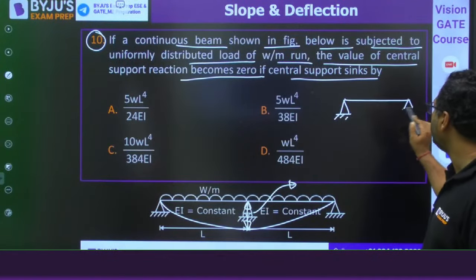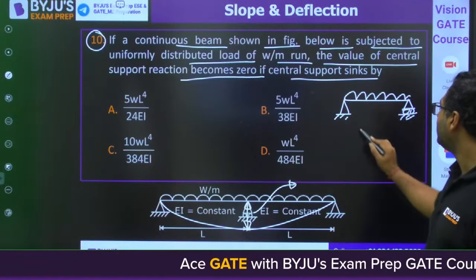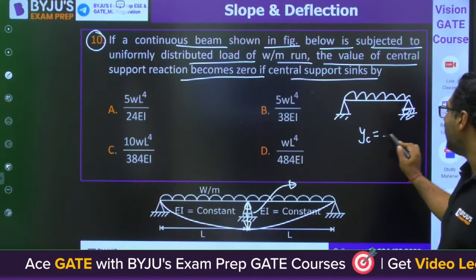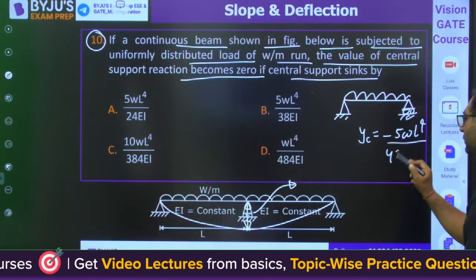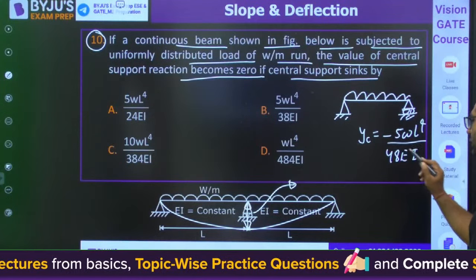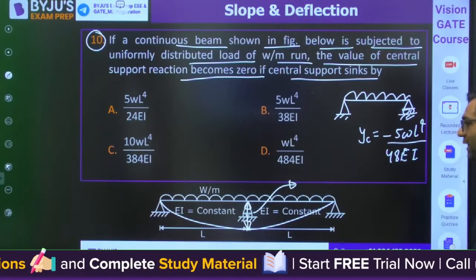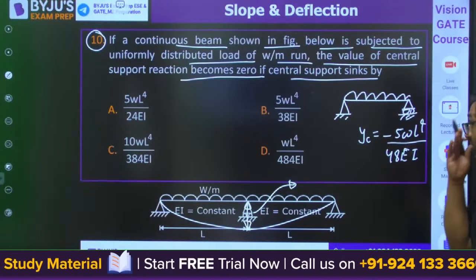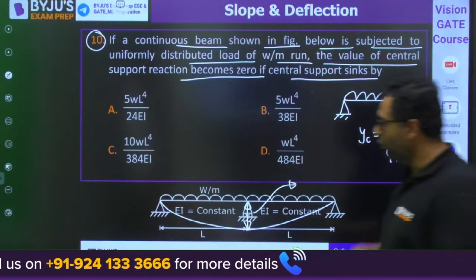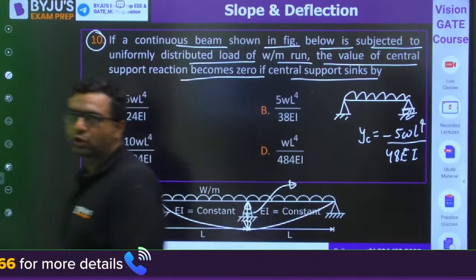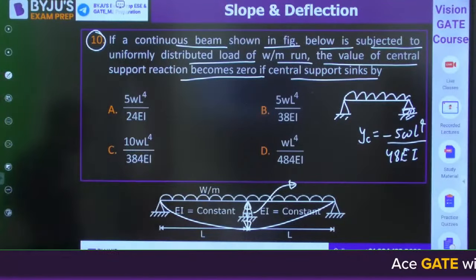If we are having a UDL, then deflection of center point is minus 5WL4 upon 384 EI. So you need to use this only. But for this case, length is 2 times of L. Try to put the values, get the answer. Here don't go by options. Option may be wrong also. I feel there is some misprint in the option. Try to solve by your own.